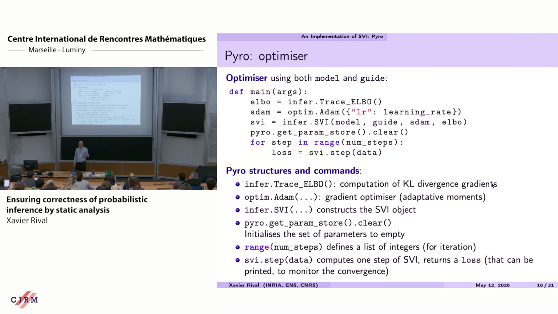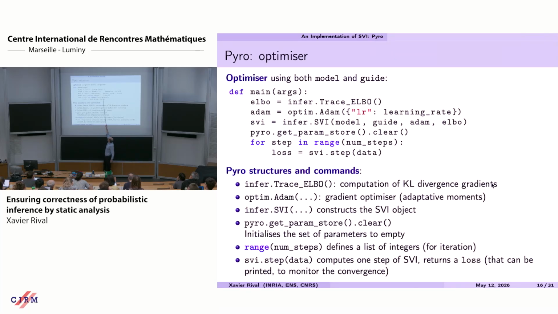So actually the first two lines are essentially telling Pyro how to compute divergence between executions of model and guide, and what optimizer to use. I'm not going to discuss too much the first two; these are things we are not going to play with today. We are just going to always use this code a bit like this.